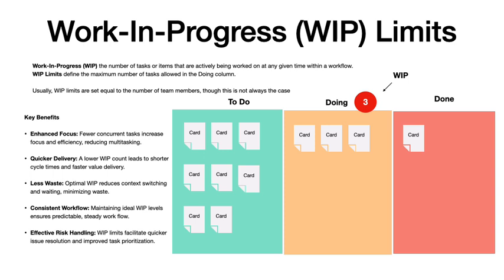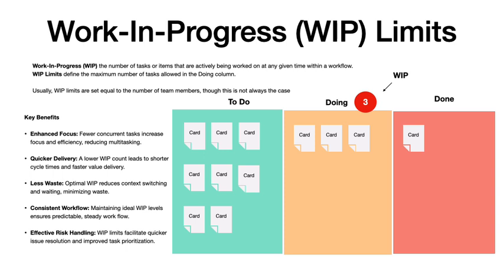Focus and efficiency. By restricting the number of tasks in progress, team members can focus their attention and effort on completing a smaller set of tasks before moving on to new ones. This prevents multitasking and ensures that tasks are completed more efficiently. Faster cycle times. Limiting WIP often leads to shorter cycle times, as tasks are completed more quickly when team members can concentrate on them without distractions. This results in faster delivery of value to customers or stakeholders.